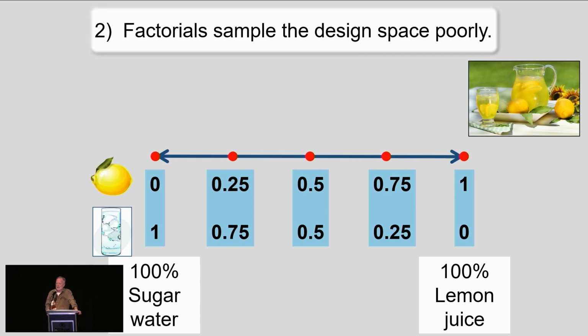Now you'll notice at the extremes of the line, we have 100% sugar water and 100% lemon juice. Okay, that is a mixture. And in the statistical literature on mixtures, they are called the pure blends. They're pure blends. It's just one component. So the mixture is 100% of that component.